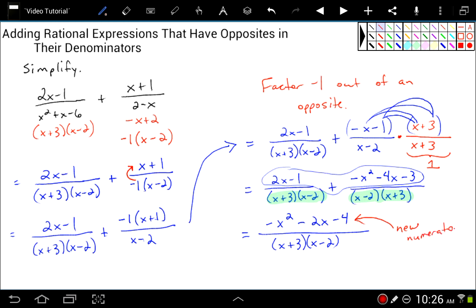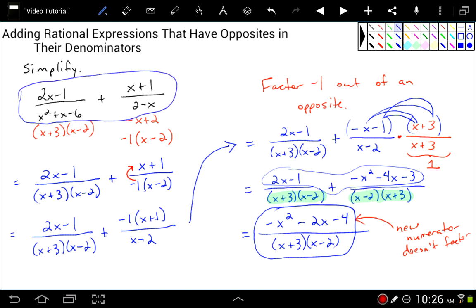That's our goal. Once we've gotten our new numerator, we should try to factor it so that we can potentially cancel factors on the top and the bottom. However, if you try to factor that trinomial, it doesn't factor. So we know that we're done here because nothing's going to cancel. So this is our final answer when we simplify this addition. Again, the point here was how do we handle if we see opposites? When you see opposites, factor this negative 1 out to turn one into the other.